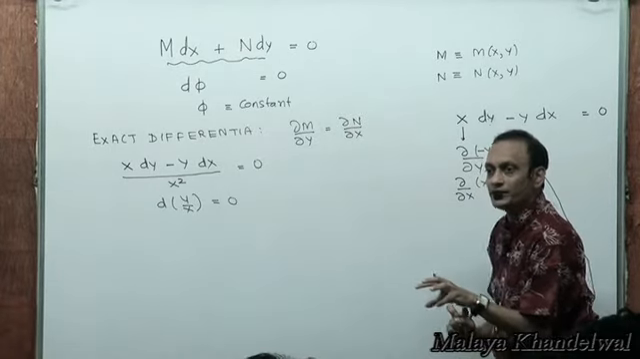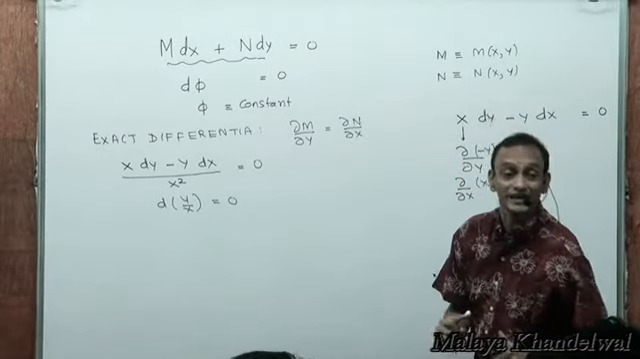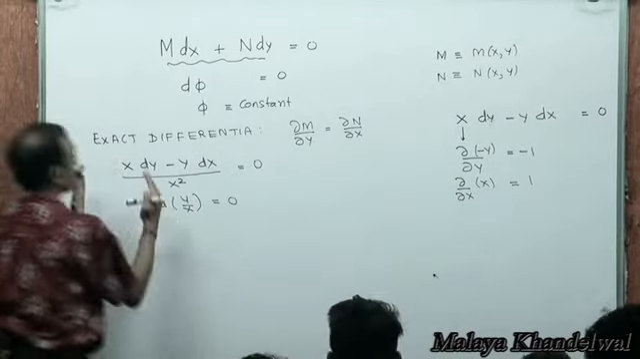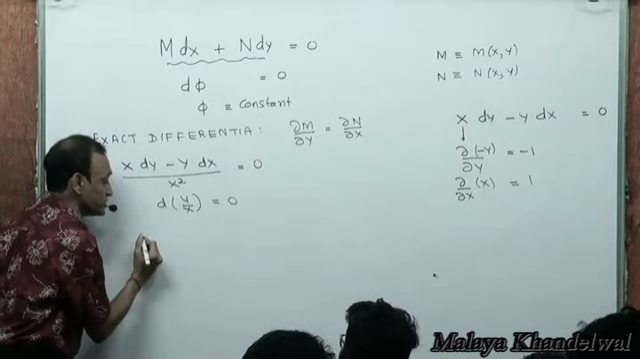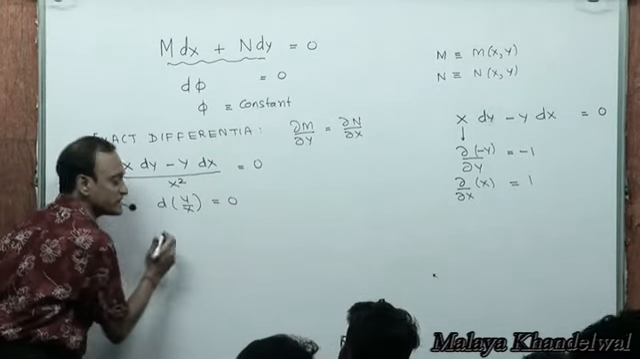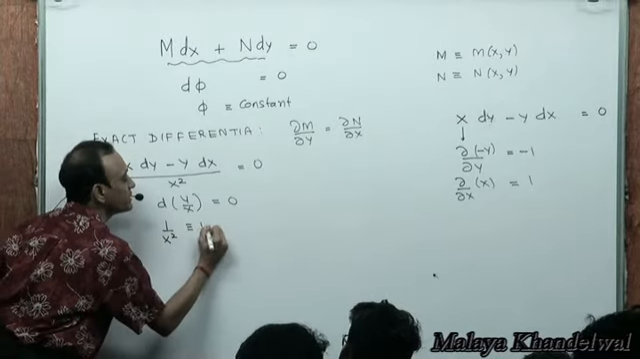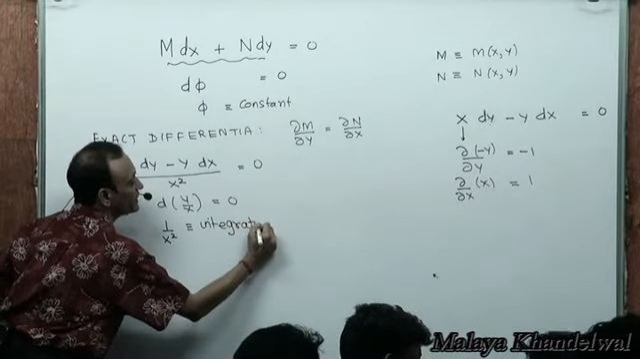When you multiplied the whole thing with 1 by x squared, it converted this into an exact differential. This 1 by x squared, for this situation, was a key factor which converted this into an exact differential, and this in this situation is what is commonly referred to as an integrating factor.